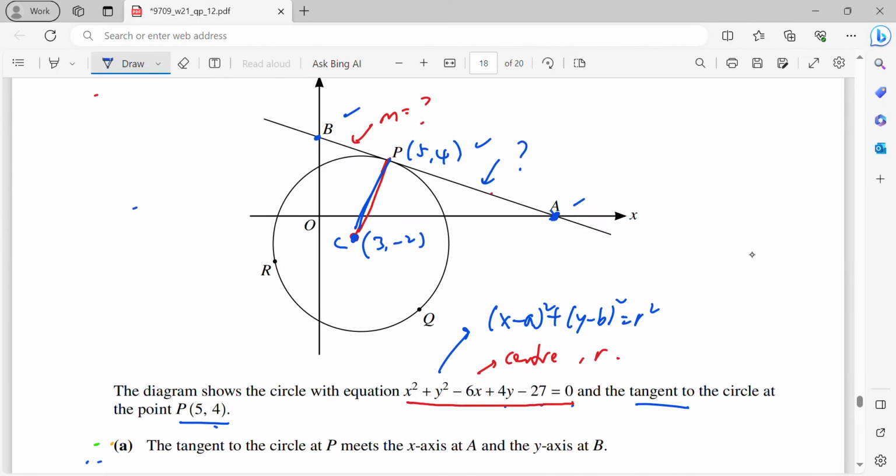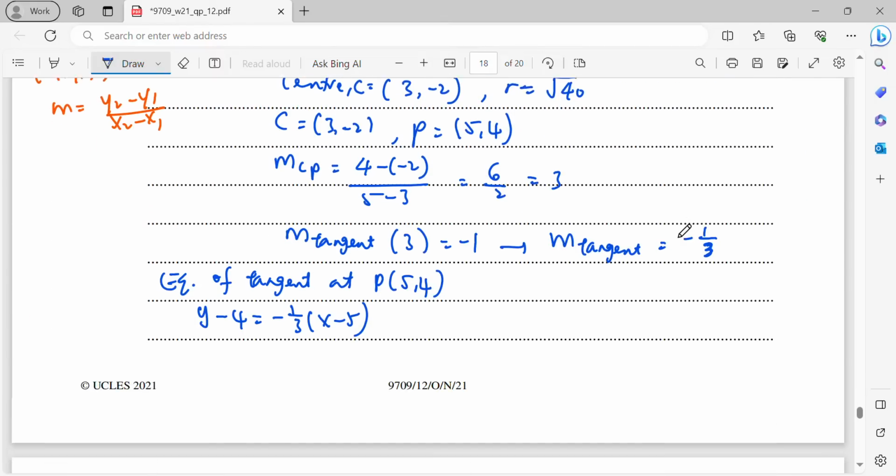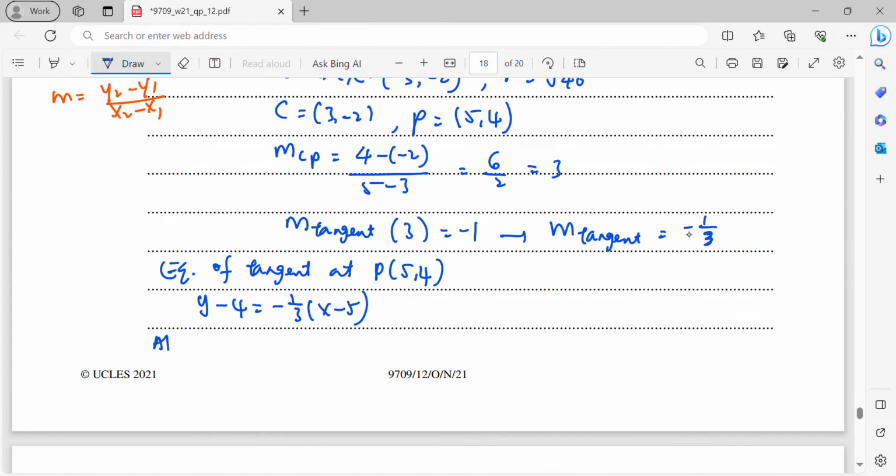So now a happens when y equals 0. So when y equals 0 at a, 0 minus 4 is 1 over 3 times (x minus 5). So negative 12 is x minus 5. I move the 3 to the other side. That means your x is going to be, wait, let me check. Negative 12 plus 5, negative 12 plus 5 is 7.